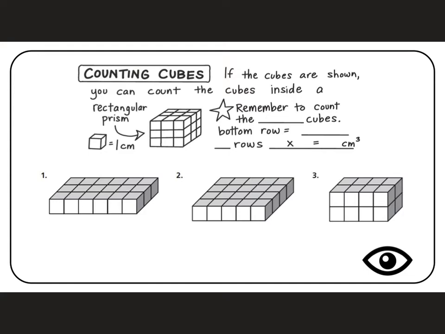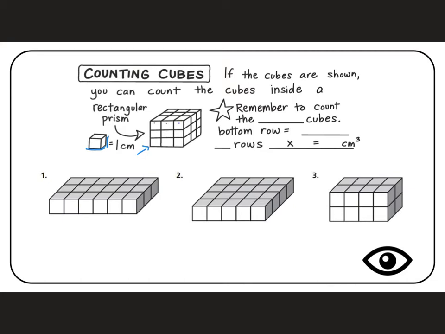So if we look at this example here, this is a rectangular prism. And this rectangular prism is made up of little cubes. We can call those cubes unit cubes. And we think of cubes because we're thinking of length, width, and height. So if we were to try to figure out the volume of this 3-dimensional shape, we could count each cube.